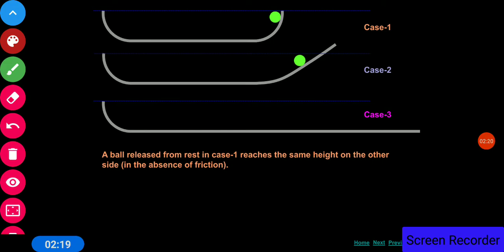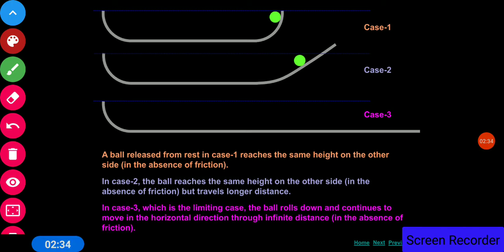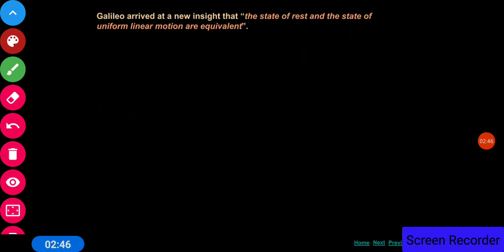So the ball is released from rest in case 1 and reaches the same height on the other side in the absence of friction. In case 2, the ball reaches the same height on the other side in the absence of friction but travels a longer distance. In case 3, which is the limiting case, the ball rolls down and continues to move in the horizontal direction through infinite distance in the absence of friction. So Galileo arrived at a new insight, that the state of rest and the state of uniform linear motion are equivalent.